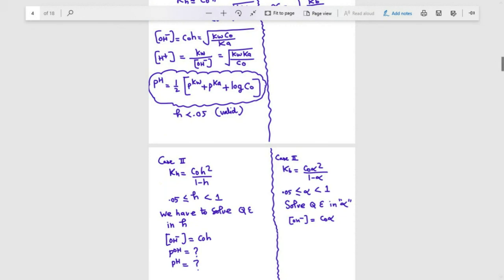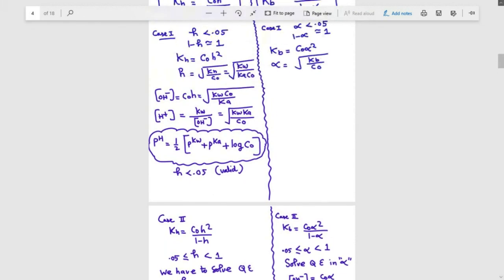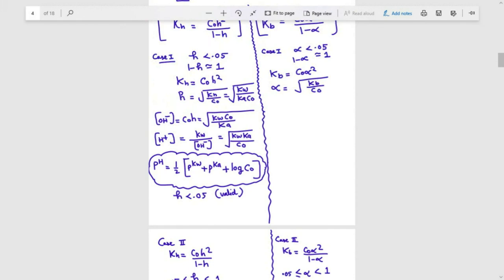The second point is how the degree of hydrolysis will vary with concentration. If I dilute, if I add more solvent into it, you can see here degree of hydrolysis is root of Kh upon C naught. Kh is the equilibrium constant, so it depends on temperature. If I dilute the solution, if we decrease the concentration of the salt or concentration of the anion which is hydrolyzed, the degree of hydrolysis is going to increase. So degree of hydrolysis will increase on dilution, right?